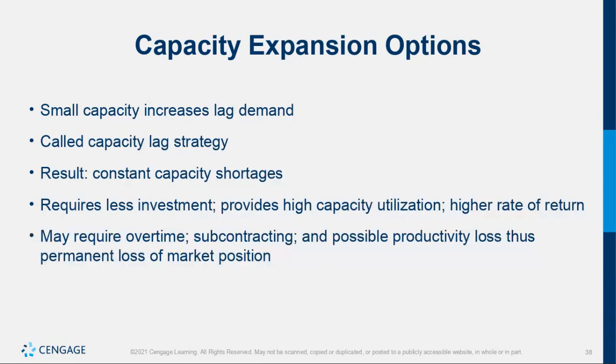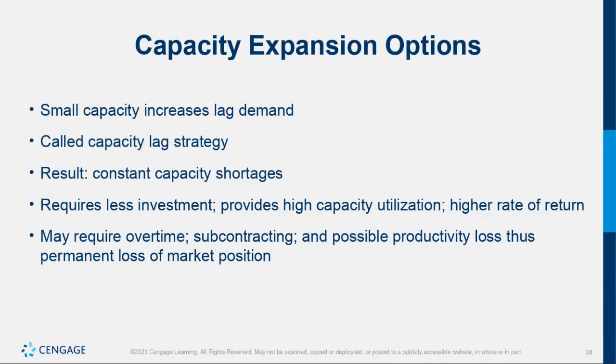So another one is that small capacity increases lag demand. This is called the capacity lag strategy. The result is you have constant capacity shortage. You never can meet the demand of the marketplace. Now, this requires less investment. It provides very high capacity utilization. In other words, if you have the capacity lag strategy, your machines are going to be running 24/7, right?